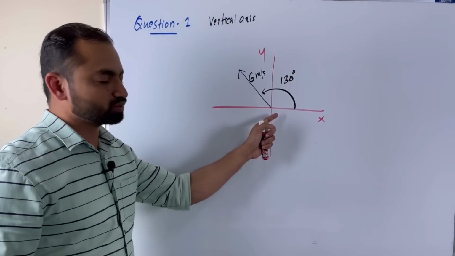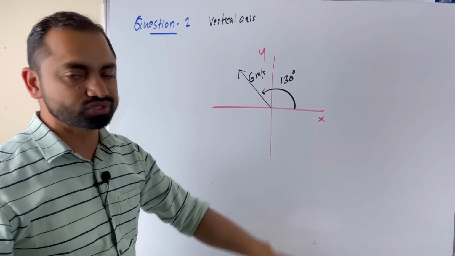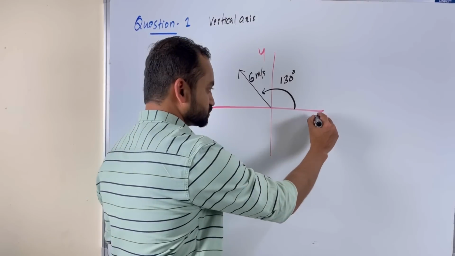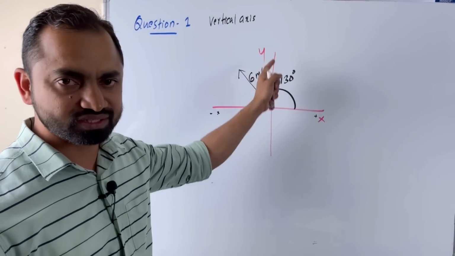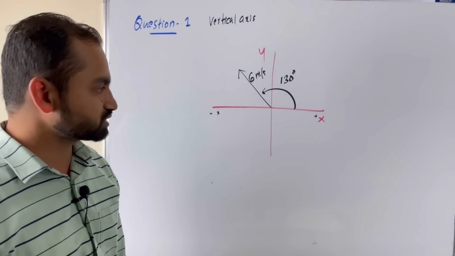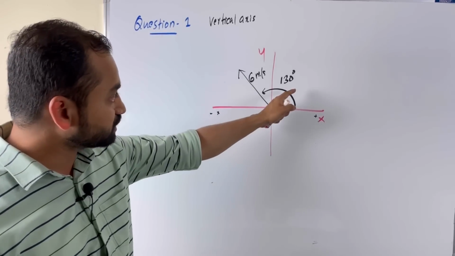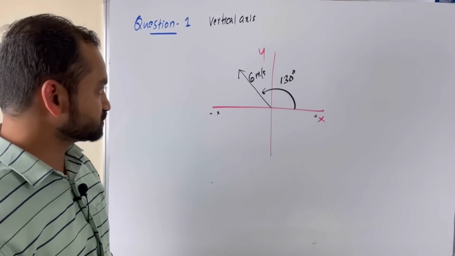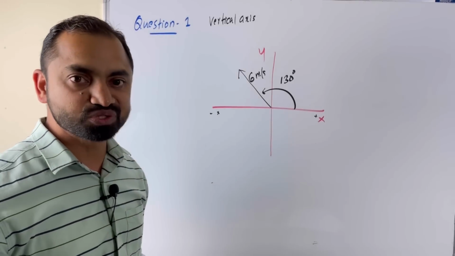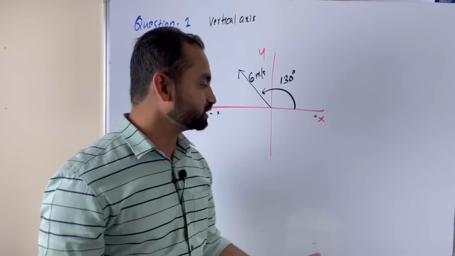So this is a velocity vector that is acting at an angle of 130 degrees from the positive x-axis. This is the positive x-axis, right? And this is the negative x-axis. This is the positive y-axis and this is the negative y-axis. So this 6 meter per second velocity is acting at an angle of 130 degrees from the positive x-axis. Now we need to resolve the vector, which means we need to calculate its x component and y component.